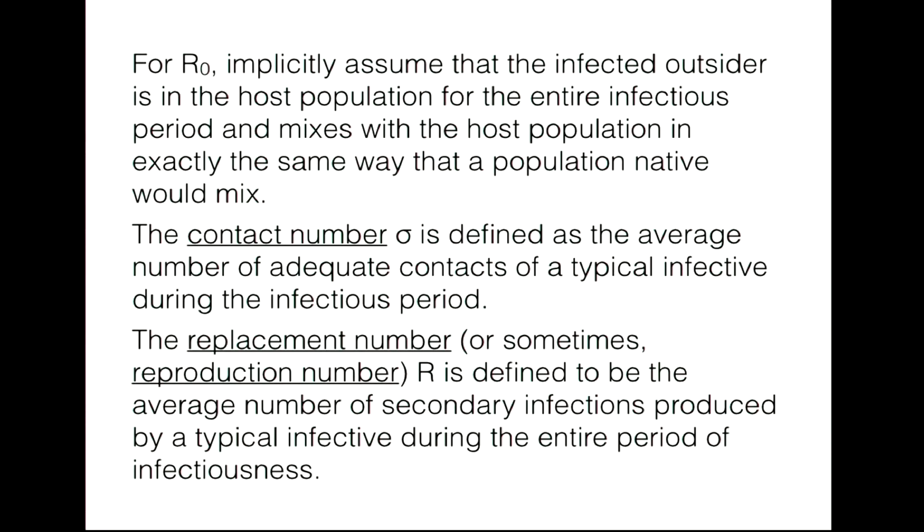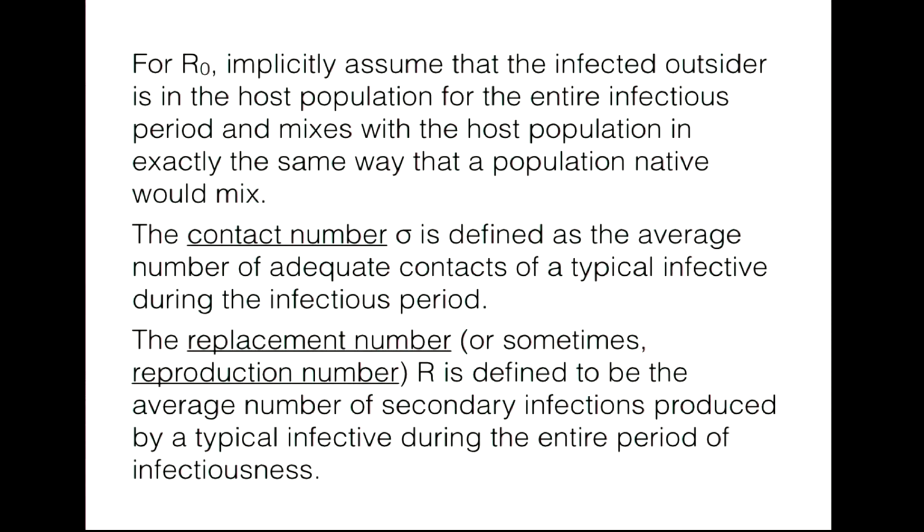Okay, so here are some details again about terminology. When we discuss R0, we assume implicitly that the infected outsider is in the host population for the whole period and mixes completely with every individual there, just as the native population would mix. So there are some changes to this. For example, if someone falls ill, their mixing patterns change, because if they stay at home and don't go out anymore, they contact far fewer individuals. So again, here is an example of where a more detailed and more precise model would have a different set of assumptions for infected people and their contact patterns.